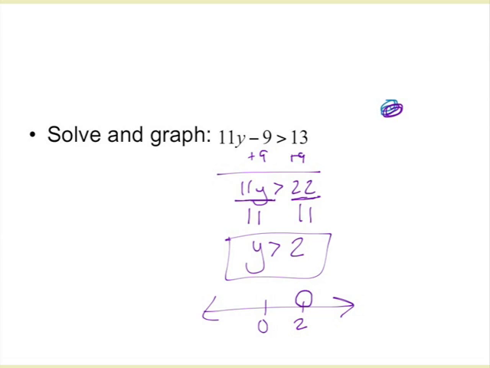Open circle, because there's no equal to bar, it can't actually be 2, it can just get really close. Y is greater than 2 means I want the numbers bigger than 2. Can we use like a highlighter? Yep, highlighters would be good, or colored pencils, or you can just kind of darken them in like I do.